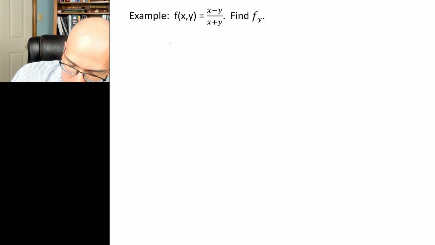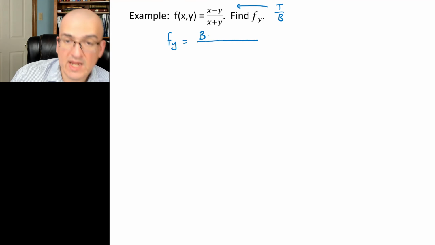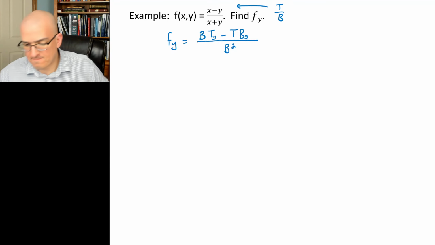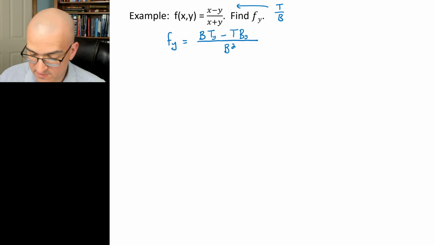That's all. So f sub y, this is a top function over bottom function, so we'll need a quotient rule. This is going to be the bottom function times the derivative of the top, but not just any derivative. Since we're taking the y derivative, it's not going to be t prime, it's going to be t sub y, minus the top function times b sub y, divided by the bottom all squared. So that's the quotient rule for a y derivative. The quotient rule for an x derivative would just have t sub x's and b sub x's instead of sub y's.